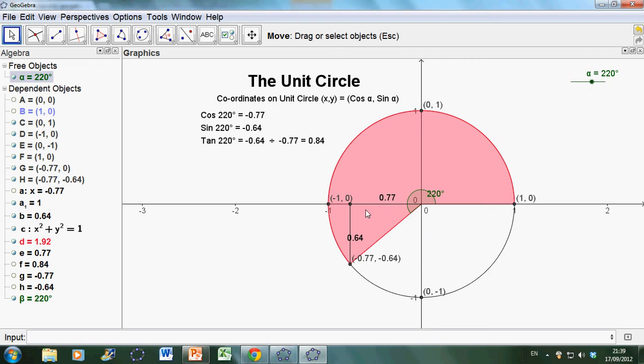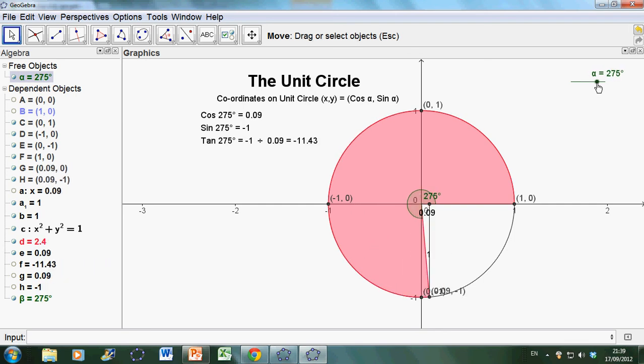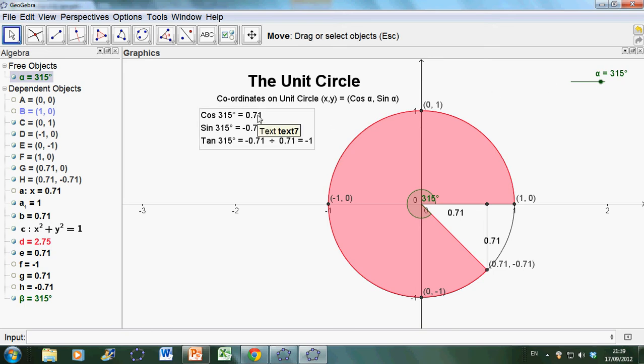We keep bringing that around as far as 180 and into the next quadrant. Now in this quadrant both x and y are negative, so that gives us a negative value for cosine, a negative value for sine, and because both of those are negative, we have a positive tan result. We keep moving around to 270 and past 270, and you'll see in this quadrant cosine is positive, sine is negative, and that gives us a negative tan value.